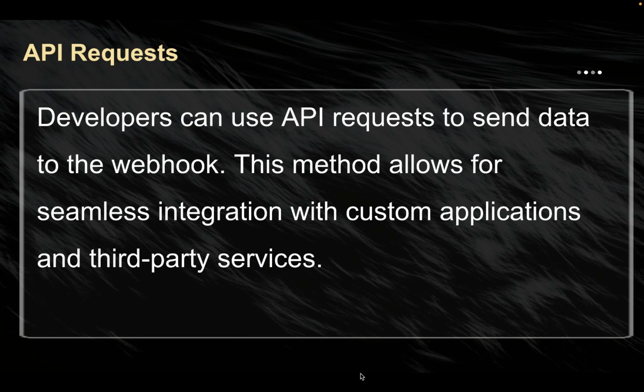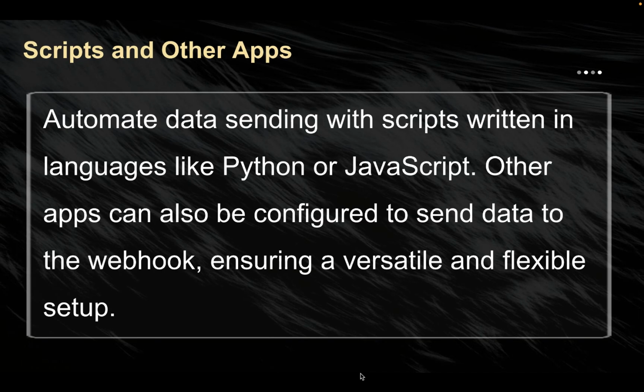API request. Developers can use API requests to send data to the webhook. This method allows for seamless integration with custom applications and third-party services. Script and other apps. Automate data sending with scripts written in languages like Python or JavaScript. Other apps can also be configured to send data to the webhook, ensuring a versatile and flexible setup. Setting up a script allows you to also communicate with your webhook. So this way, you'll be able to send data to the webhook and run your automation as needed.